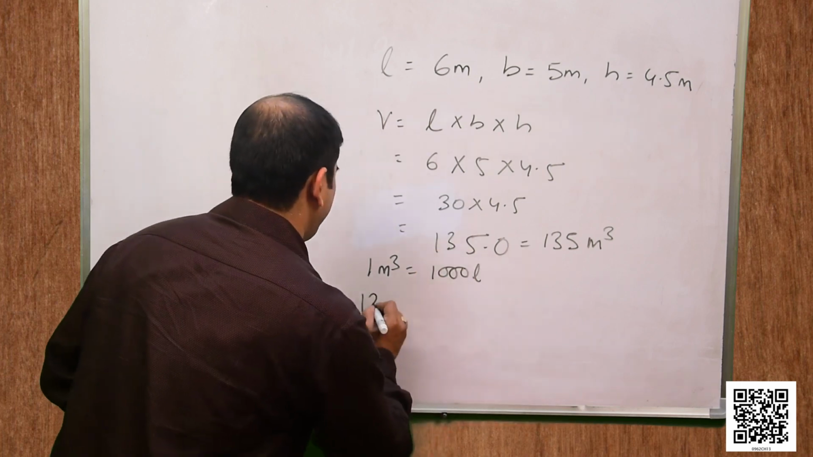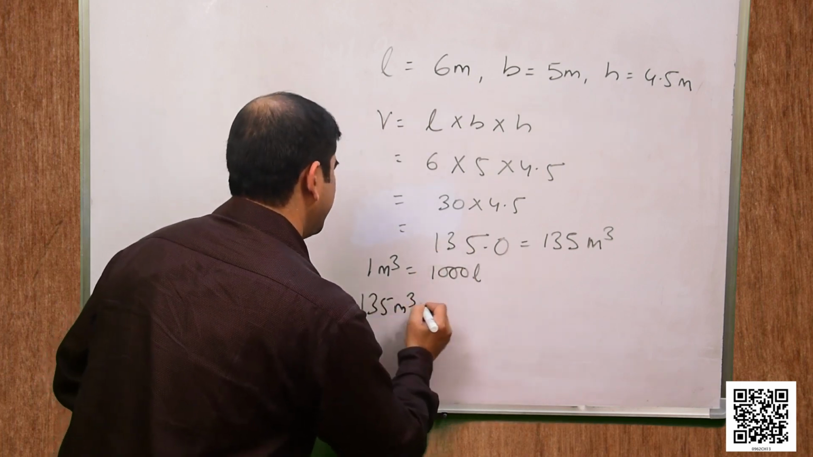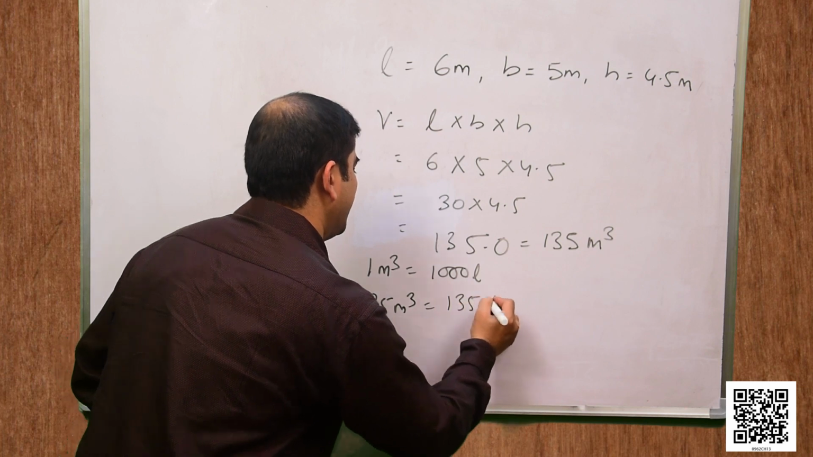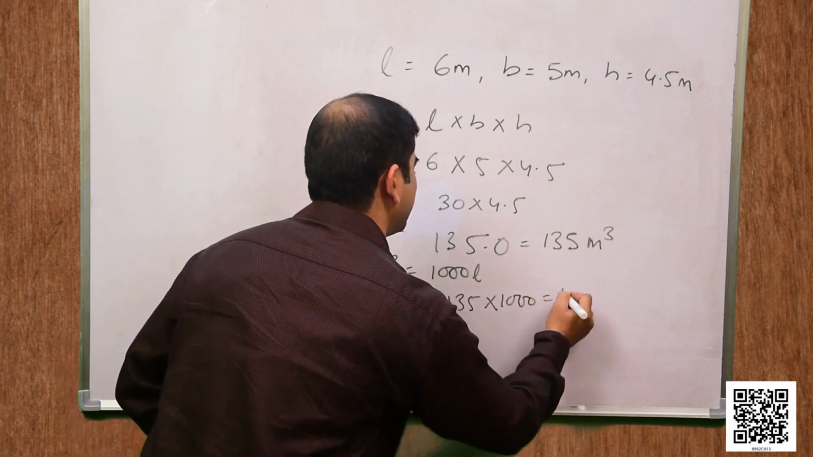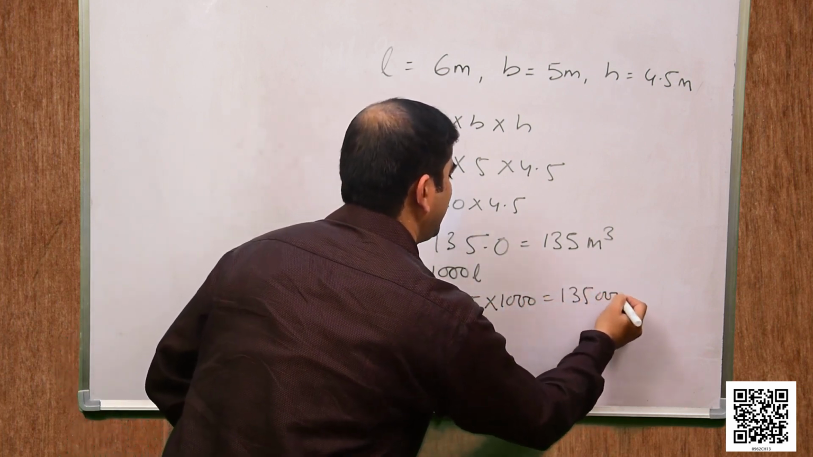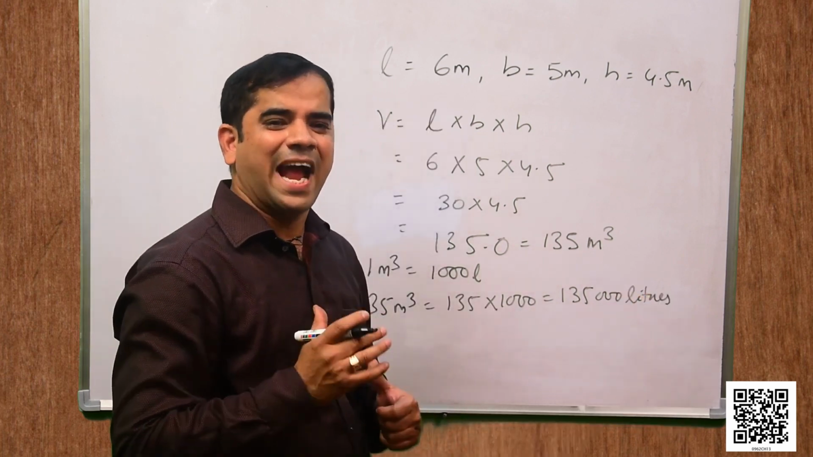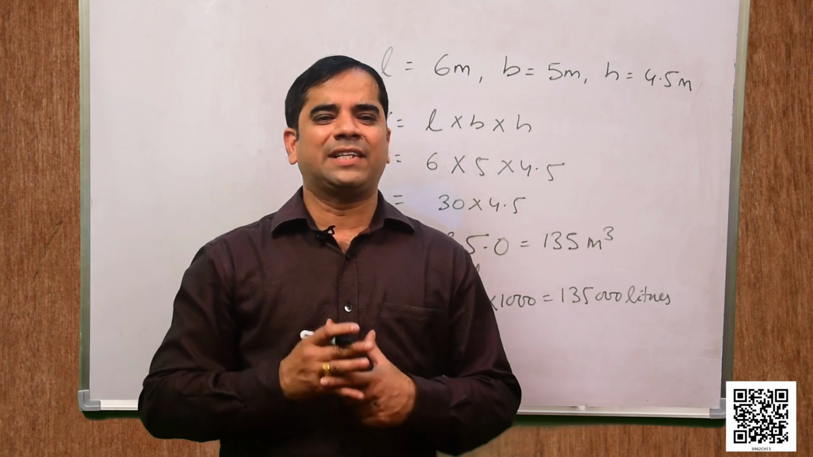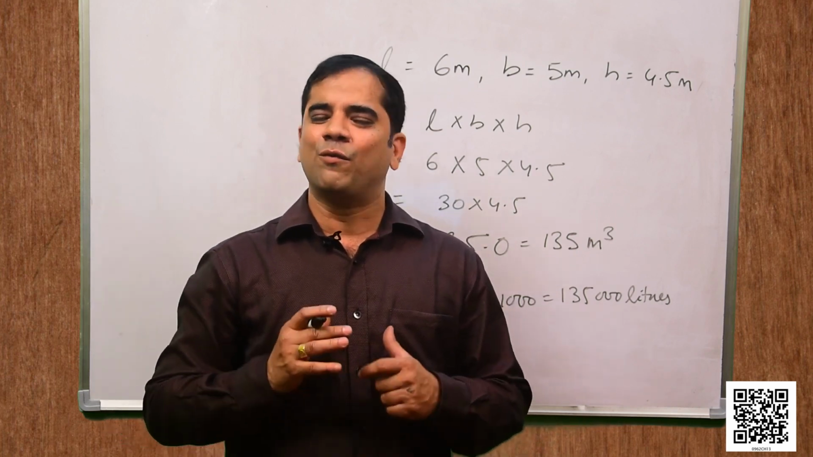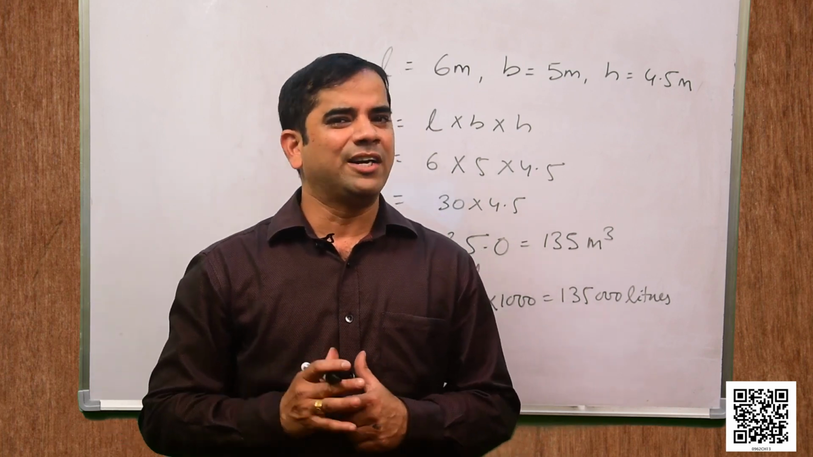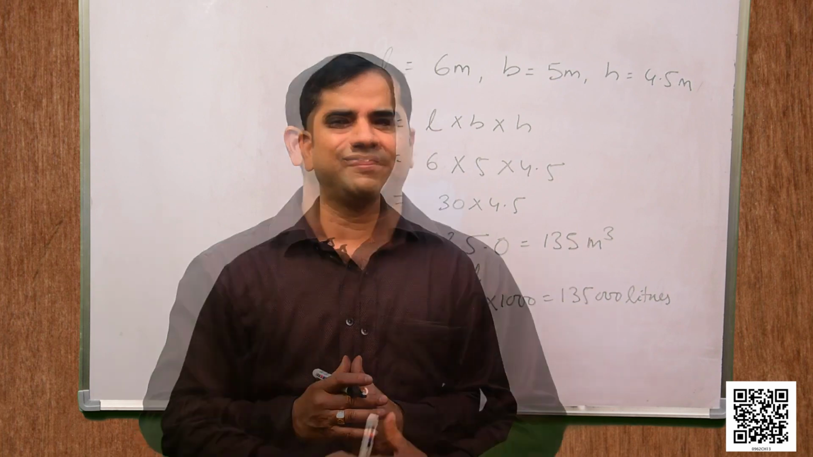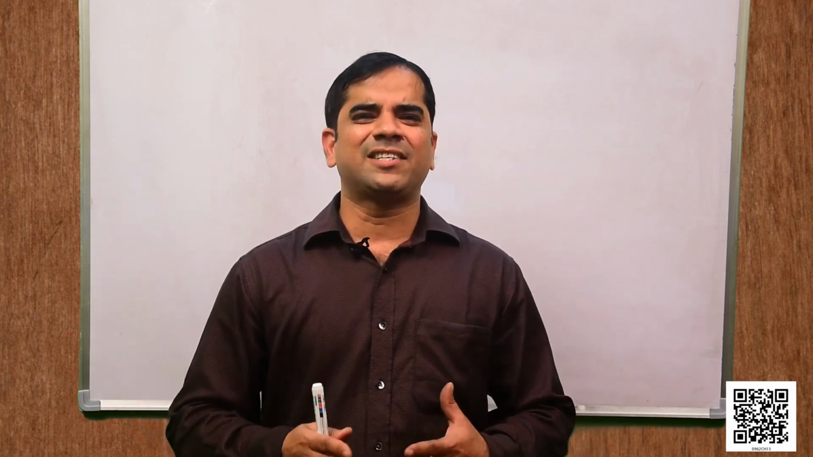So, 135 meter cube is equal to 135 into 1000, that is 135,000 liters. Hence, the tank can hold 135,000 liters of water. Hope you understand the solution for the question? Students, let us now solve question number 3.